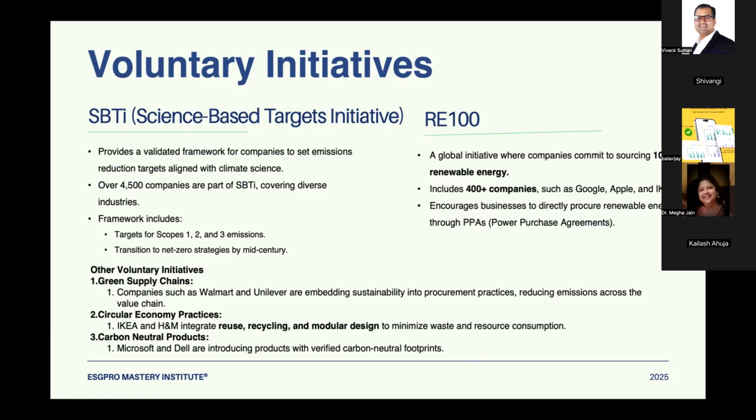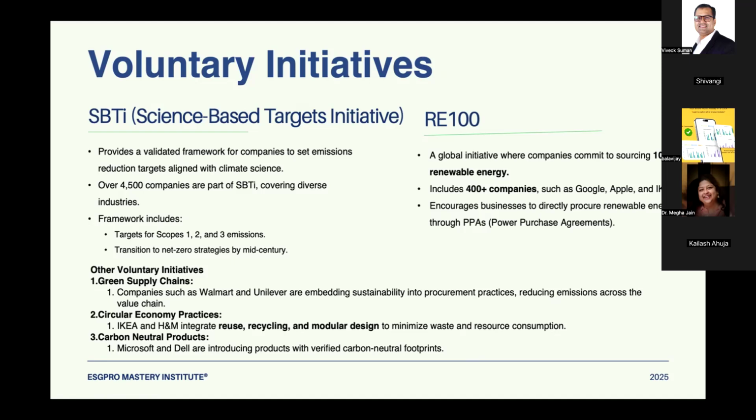RE100 is another voluntary initiative, adopted across the world in parallel with net zero. It is a global initiative where the company commits to sourcing 100% renewable energy, meaning whatever energy they consume will be 100% from renewable sources. This includes more than 500 companies, based on somewhat dated data, such as Google, Apple, IKEA. All the large companies you will see also write that they are RE100 compliant. Even Saudi Aramco is RE100 compliant. They target it. I don't know whether they have achieved it or not.